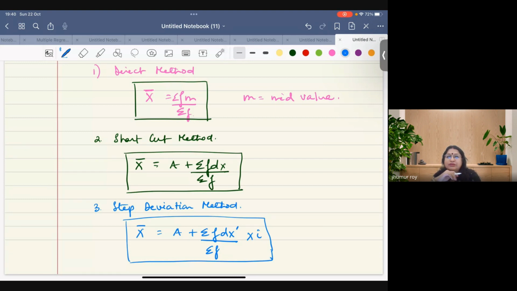Define the values of step deviation method. I will come to this. So you can over here write i is equal to class interval and d' is step deviation from assumed mean. Okay. Is it clear now?